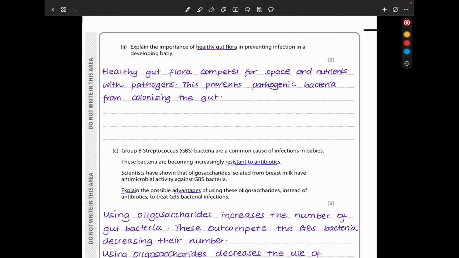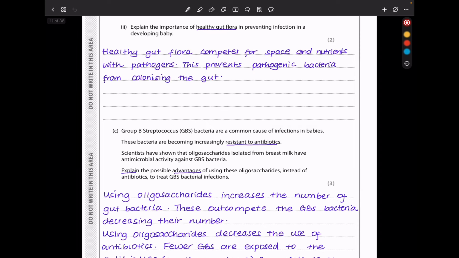Next, I say explain the importance of healthy gut flora in preventing infection in a developing baby. Healthy gut flora outcompetes or tries to compete for space and nutrients with pathogens. So if we have enough healthy gut flora, the pathogens are going to be outcompeted. So I said healthy gut flora competes for space and nutrients with pathogens, and this prevents pathogenic bacteria from colonizing the gut.